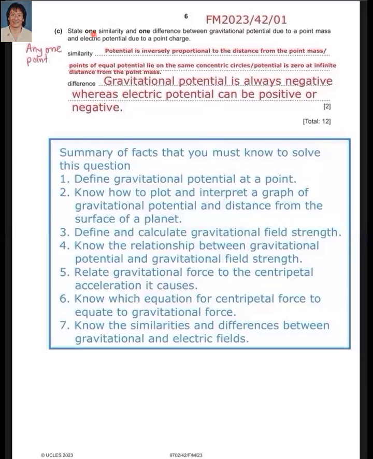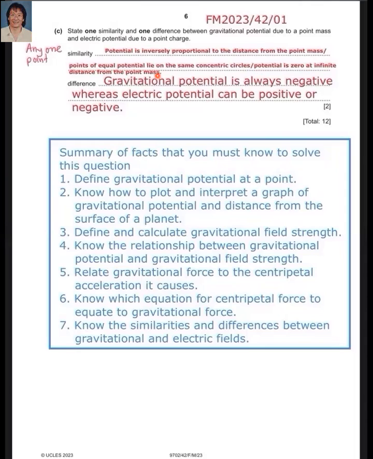In this part C, we have to state one similarity and one difference between gravitational potential due to a point mass and electric potential due to a point charge. Three points are given for similarity, and you write down any one of them. The potential is inversely proportional to the distance from the point mass or point charge. Points of equal potential lie on the same concentric circles. Or the potential is 0 at infinite distance from the point mass. So this is a similarity.